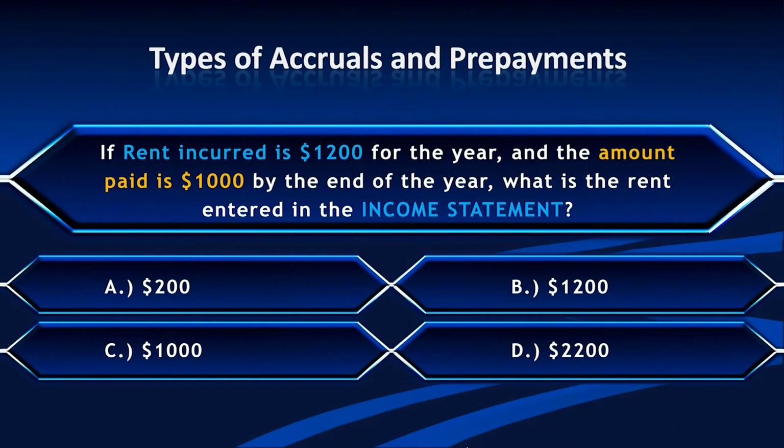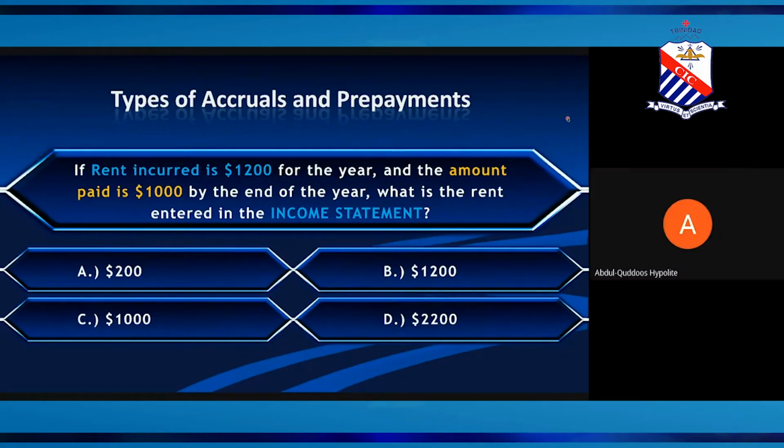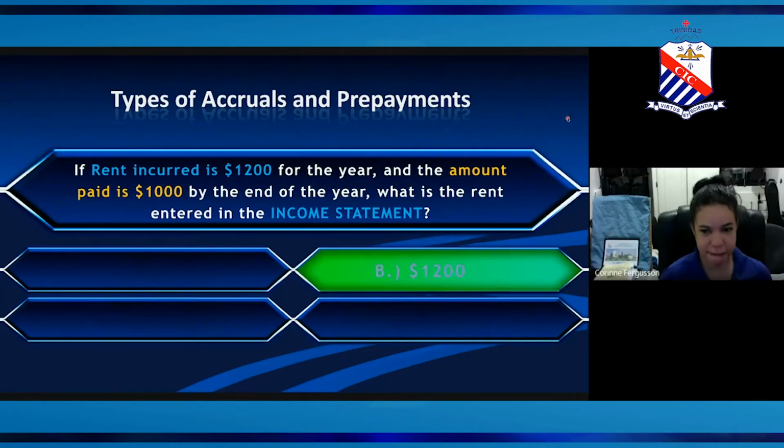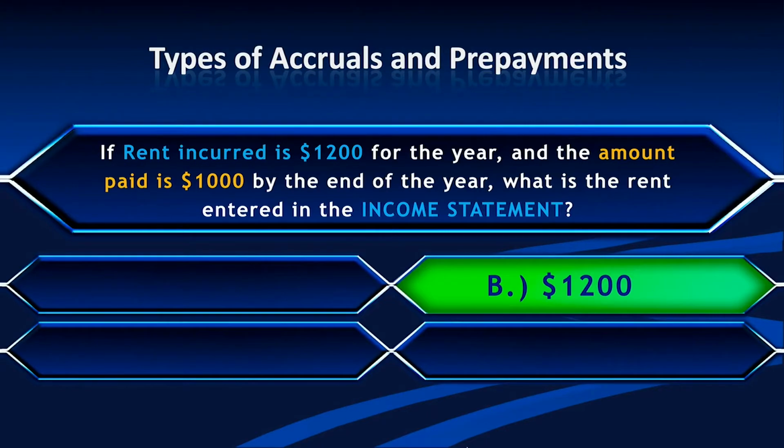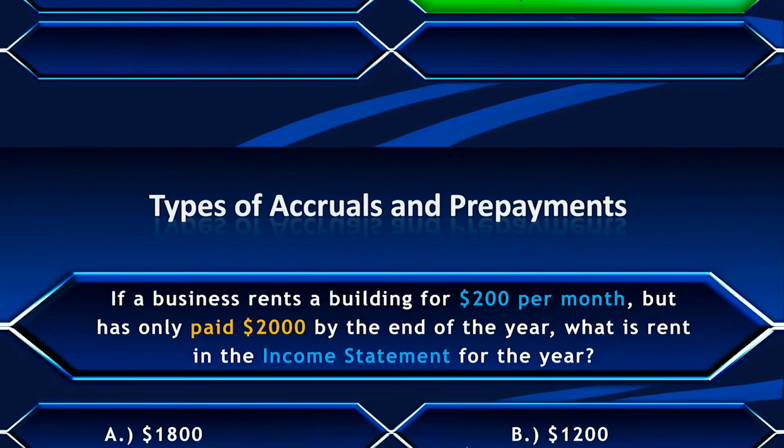Well, let's see. If rent incurred is $1,200, same information, but the amount paid is $1,000, what is entered in the income statement? B. B. Going through this real fast.